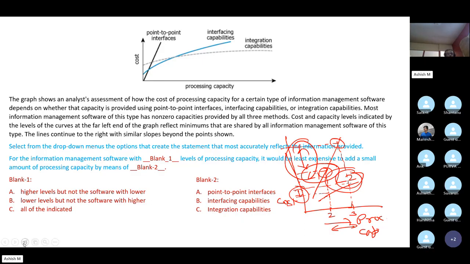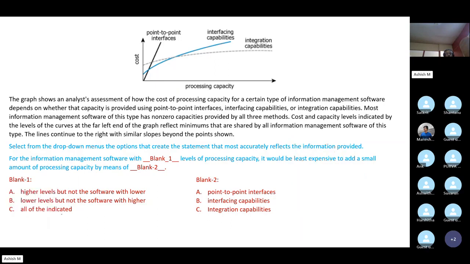All right. So I've given enough background. Now let's go back to the question. For the information management software with dash levels of processing capacity, it would be least expensive. Least expensive means we are looking at the processing capacity that has what slope? Lowest slope, right? Least expensive is lowest slope.